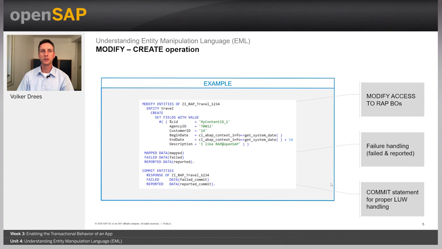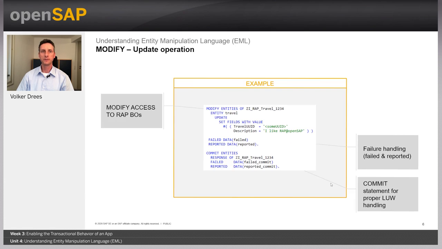The modify operations are used to perform changes to the transactional buffer. If a record is not present in the buffer, it is read from the database before the operation is performed. The modify create is used to create root instances. Via the so-called create by association, it can also be used to create child instances along associations. Please note that EML operations are executed on the transactional buffer. They are only persisted to the database when the commit entity statement is performed.